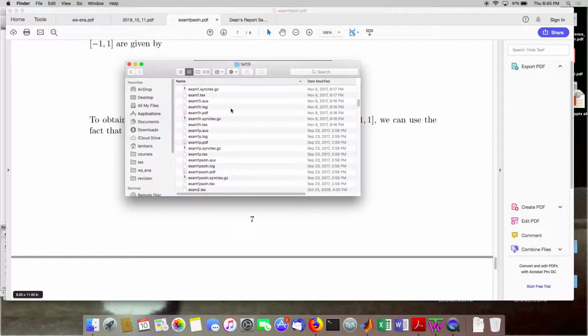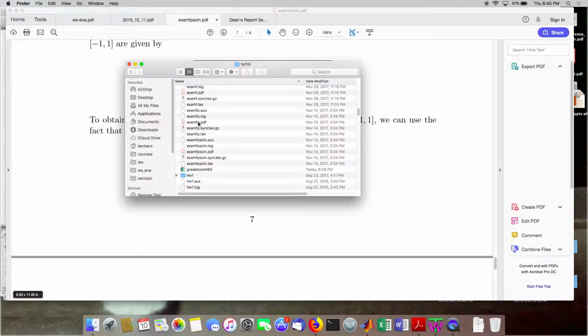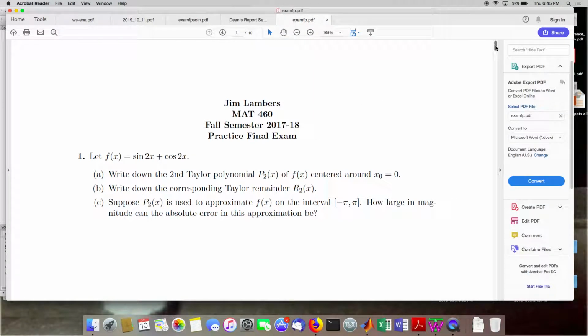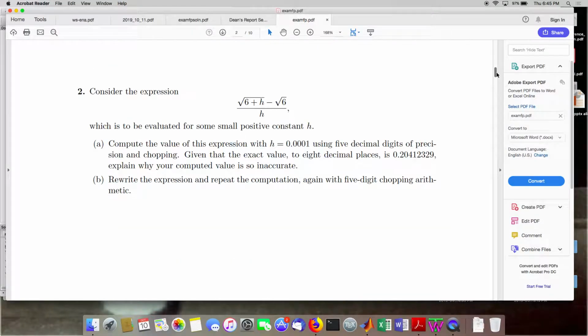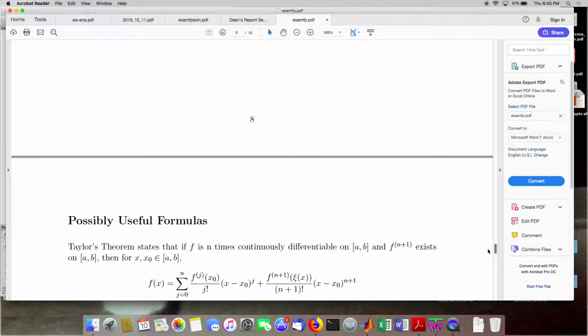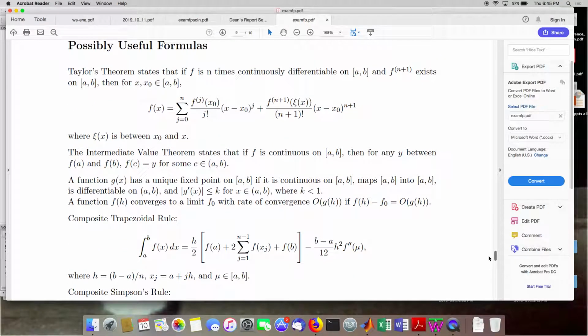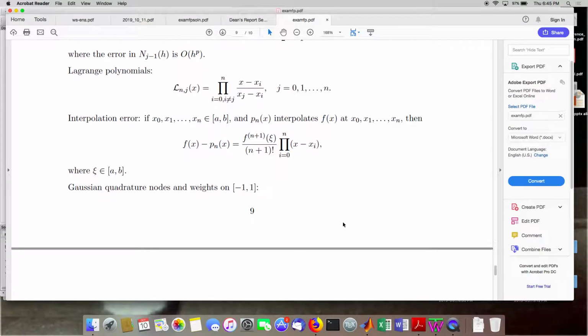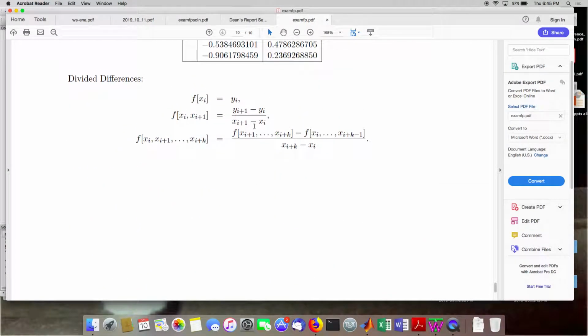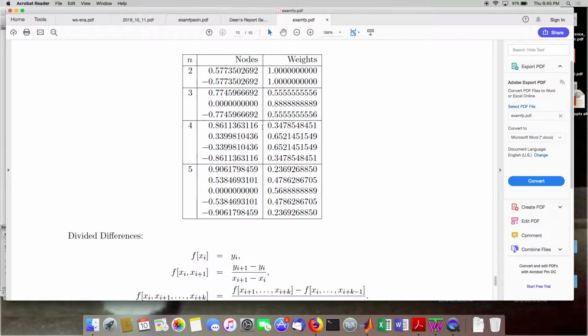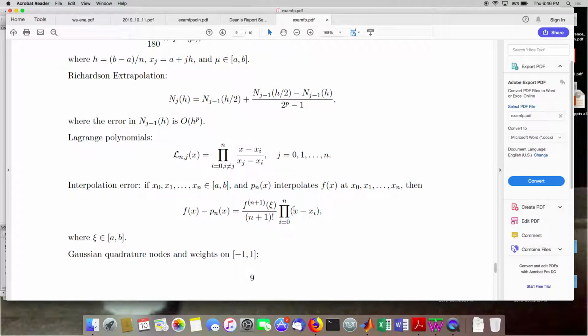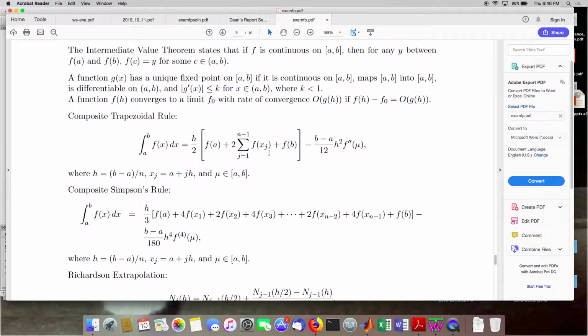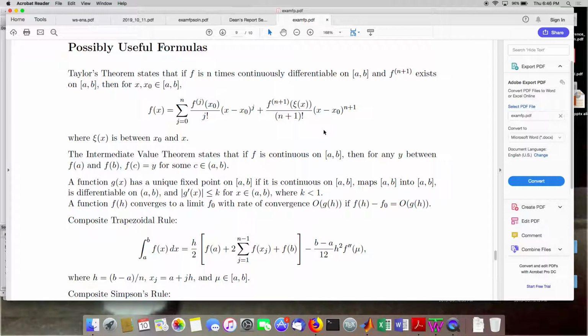Okay. All right, I think this is the right file. Okay. So yeah, I'm taking items from a previous final and adapting it to the midterm. But what I do is I will put certain formulas at the end of the test, so possibly useful formulas. So I'll have to go through this and strip out the ones that don't apply. Okay, for example, this one is certainly relevant. Definition of divided differences. Interpolation error, that's going to cover today. Lagrange polynomials. Taylor's theorem. Things like that.